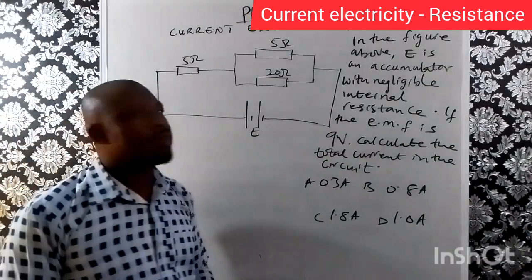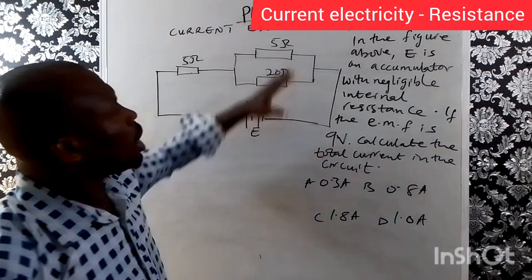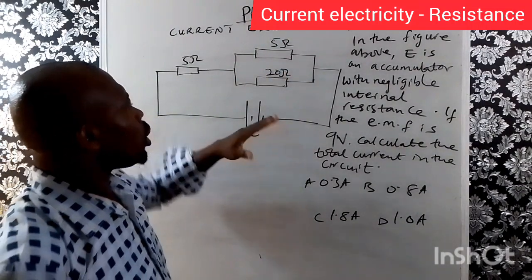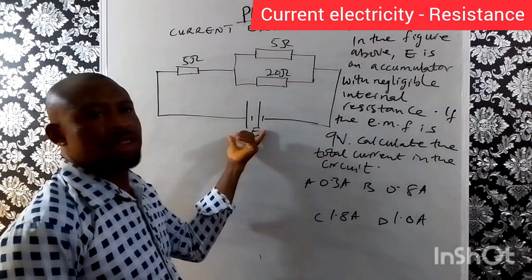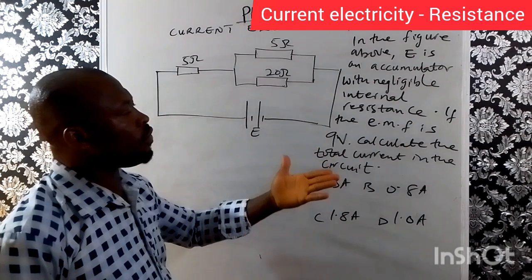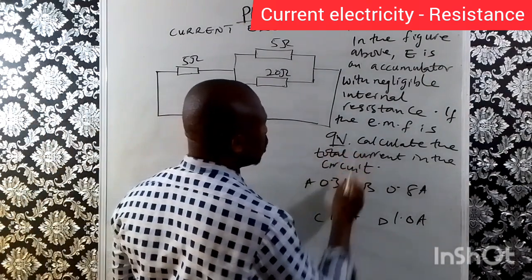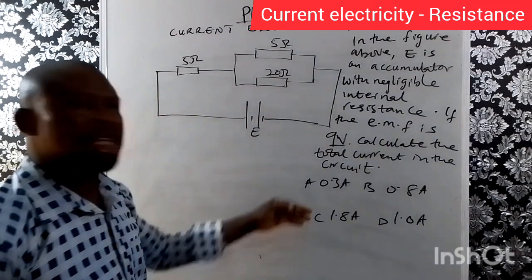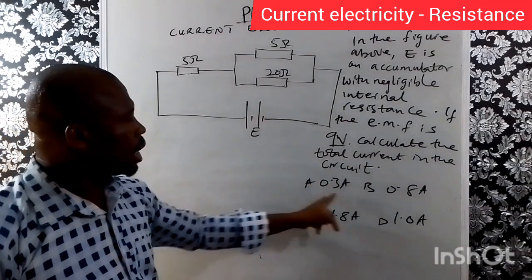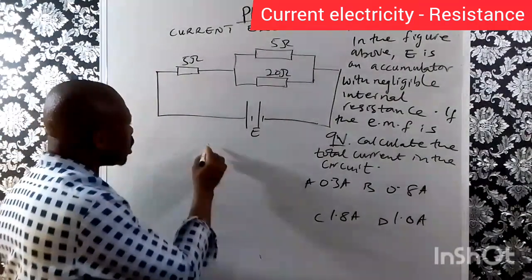Now, the last but not the least, let's take it up. We have this question here, and this question says, in the diagram above, E is an accumulator with negligible internal resistance. Now, if the EMF of the cell is 9 volts, the total current in the circuit is this, or this. We solve it.